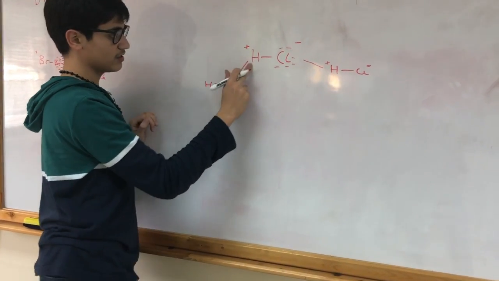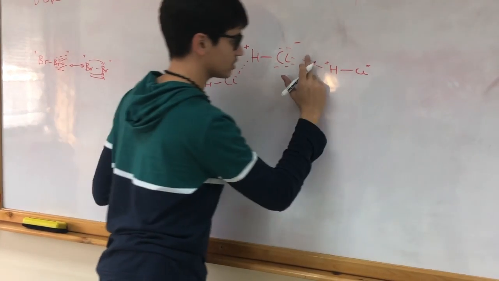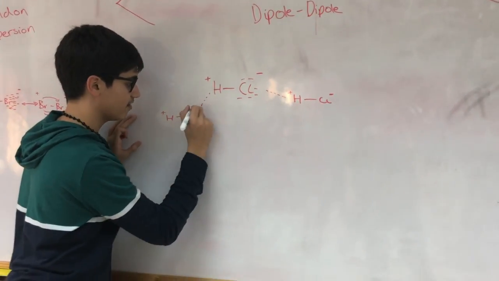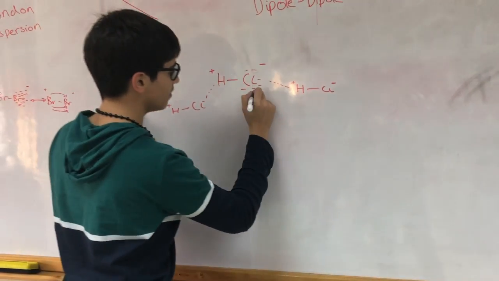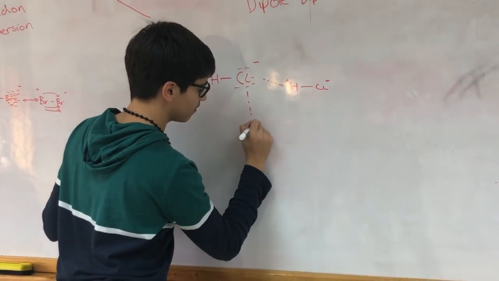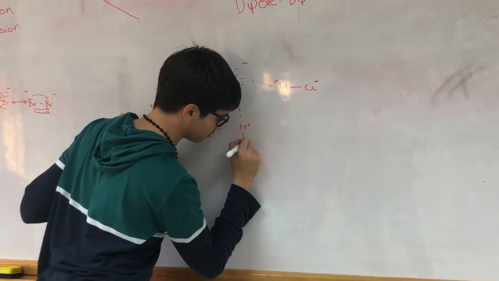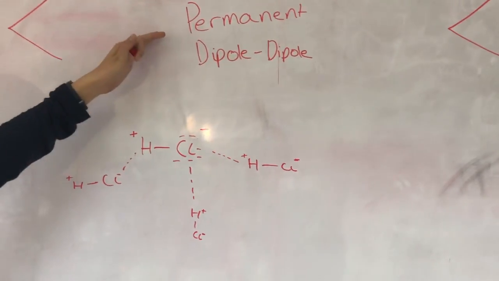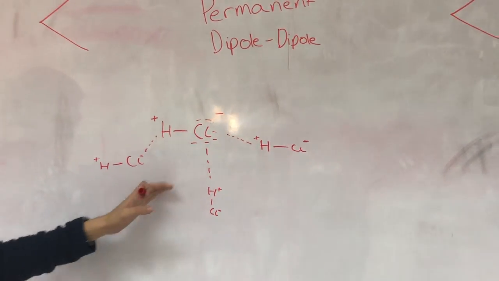These then attract. And similarly on this side, you also have another Cl negative. Be aware these aren't covalent bonds. These are just electrostatic attraction. And this chain can repeat in all directions to form the intermolecular forces in the form of permanent dipole-dipole in polar molecules.